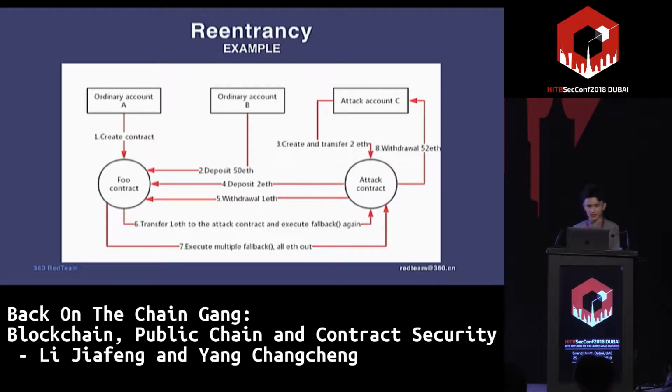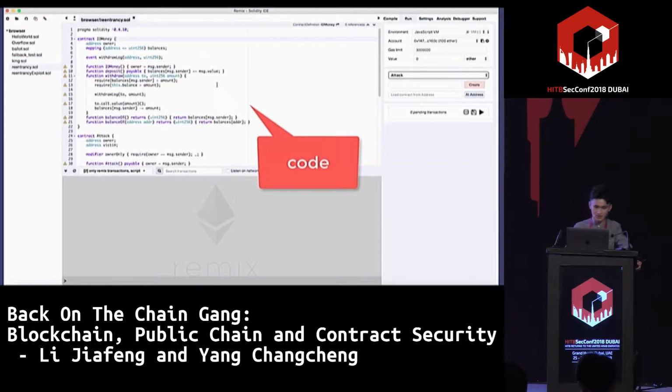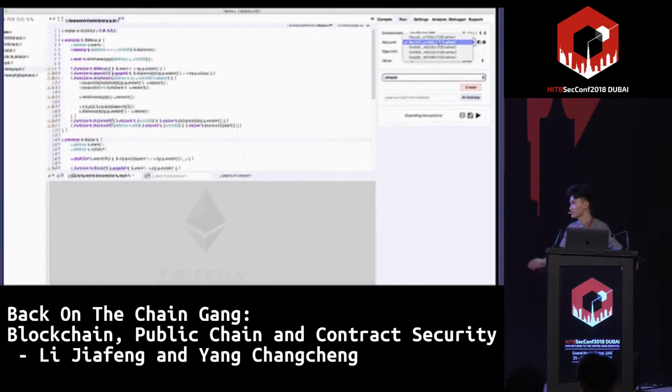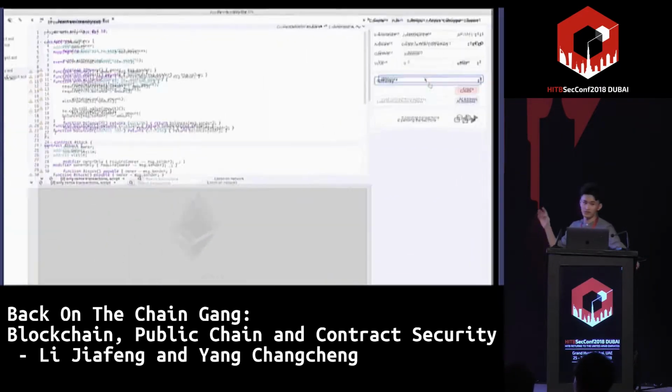And at the same time, the attack contract will directly call the fallback function. The fallback function will call the Fore contract again. So it's a loop that will withdraw all of it. All of the contract's Ether will go to account C. So the attacker can take all of this. So this is the process. We have a demo just built for it. If you are interested, you can download this video on the website.